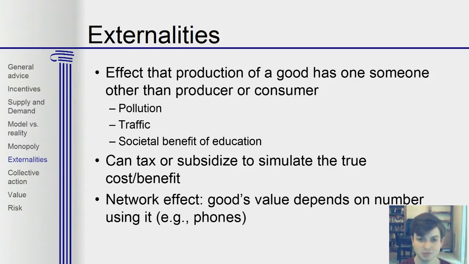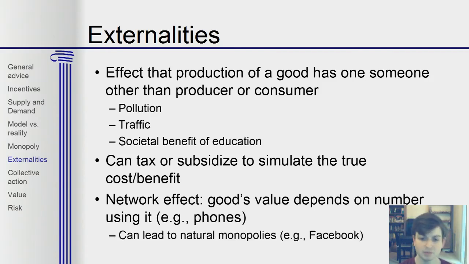Now, a particular type of externality is a network effect. This is something where the good's value depends on the number of people using it. So if you have a phone, that phone has value to you only to the extent that people you want to call also have phones. And this is a situation that can lead to natural monopolies. Facebook is a sort of natural monopoly because once it has a lot of people using its site, that on its own makes it the most interesting site to people who then might join. Another social networking site doesn't have those people, so even if the site itself is awesome, it's hard for them to get those initial users.